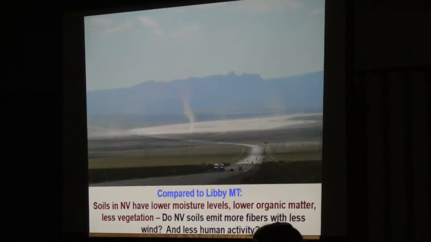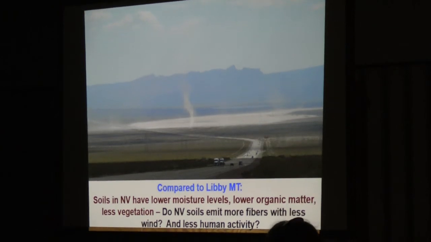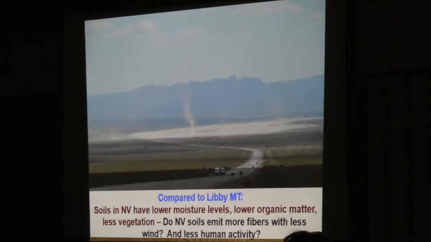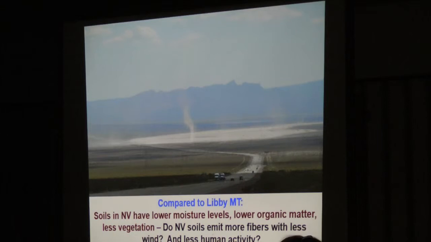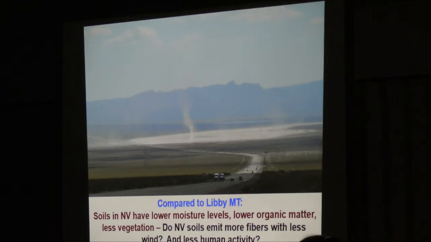And we don't have that. And obviously we have less vegetation. So one of the concerns I have, and one of the questions that we really need to find out here in Nevada, is do Nevada soils emit more fibers with less wind or less strenuous human activity, or do they behave similarly? And we don't know that answer, and that's some data that we desperately need to get.